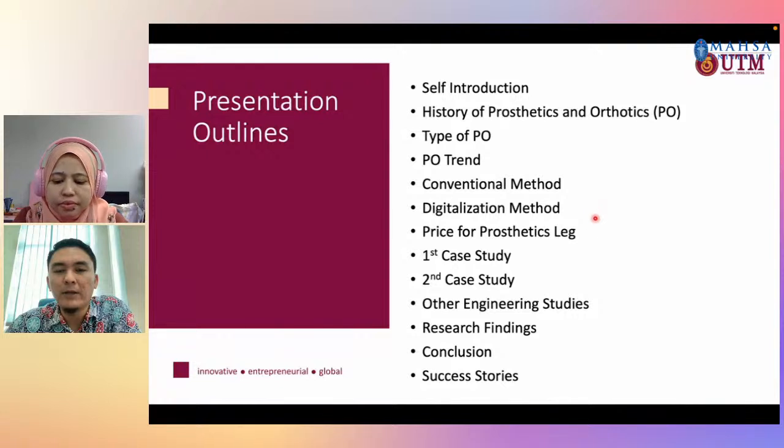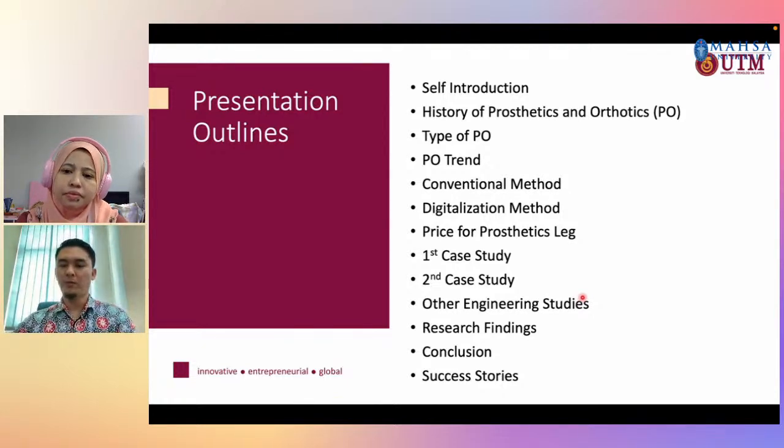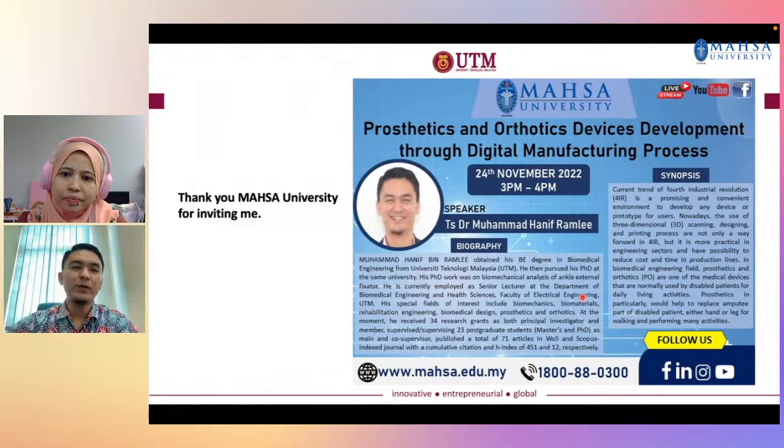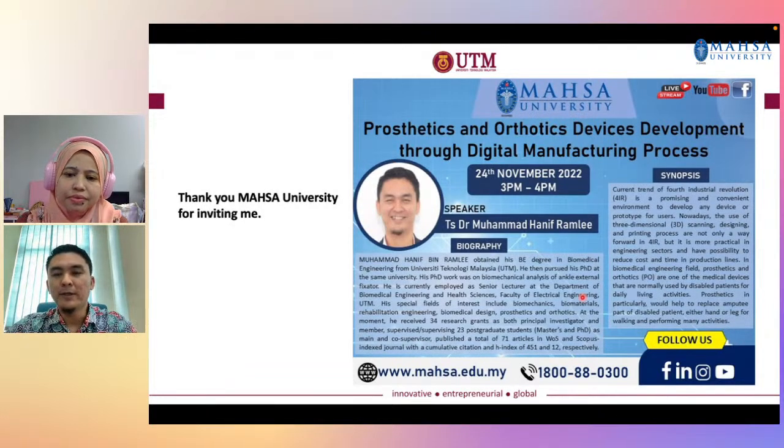And then I will explain our first case study that we conducted previously, and then the second case study. I will also introduce some other engineering studies related to PO, prosthetics and orthotics, and the research findings that we got from the experiment and simulation works. In the end of the talk, I will be concluding the talk, and also I will share some success stories from our side. So again, thank you so very much to Masa University for inviting me to this session.